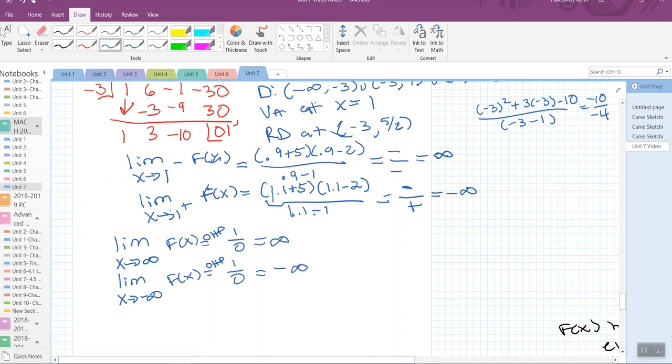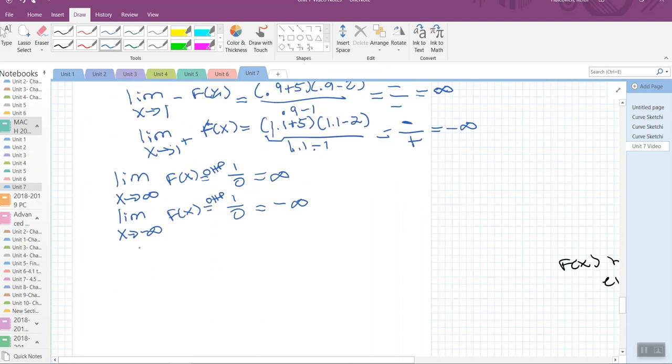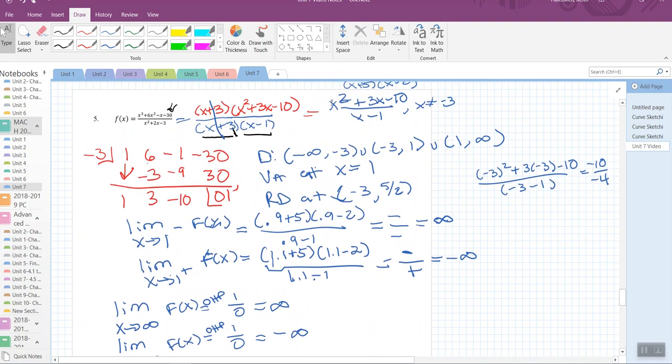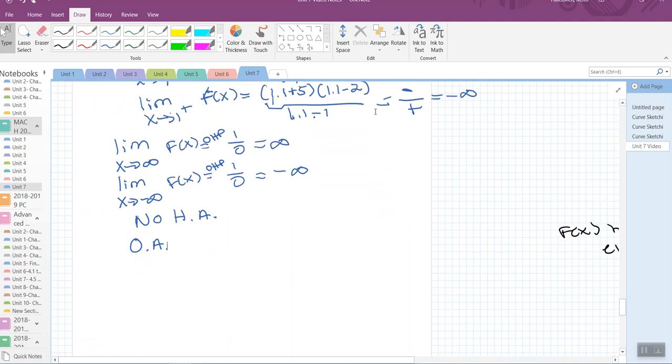So this one is not going to have a horizontal asymptote because it goes towards infinity. It's going to have an oblique asymptote, and we're going to find the oblique asymptote. Now, in this case, since our denominator is a first degree, we could do synthetic division, put 1 in the box, and go x squared plus 3x minus 10. So you bring down the 1.